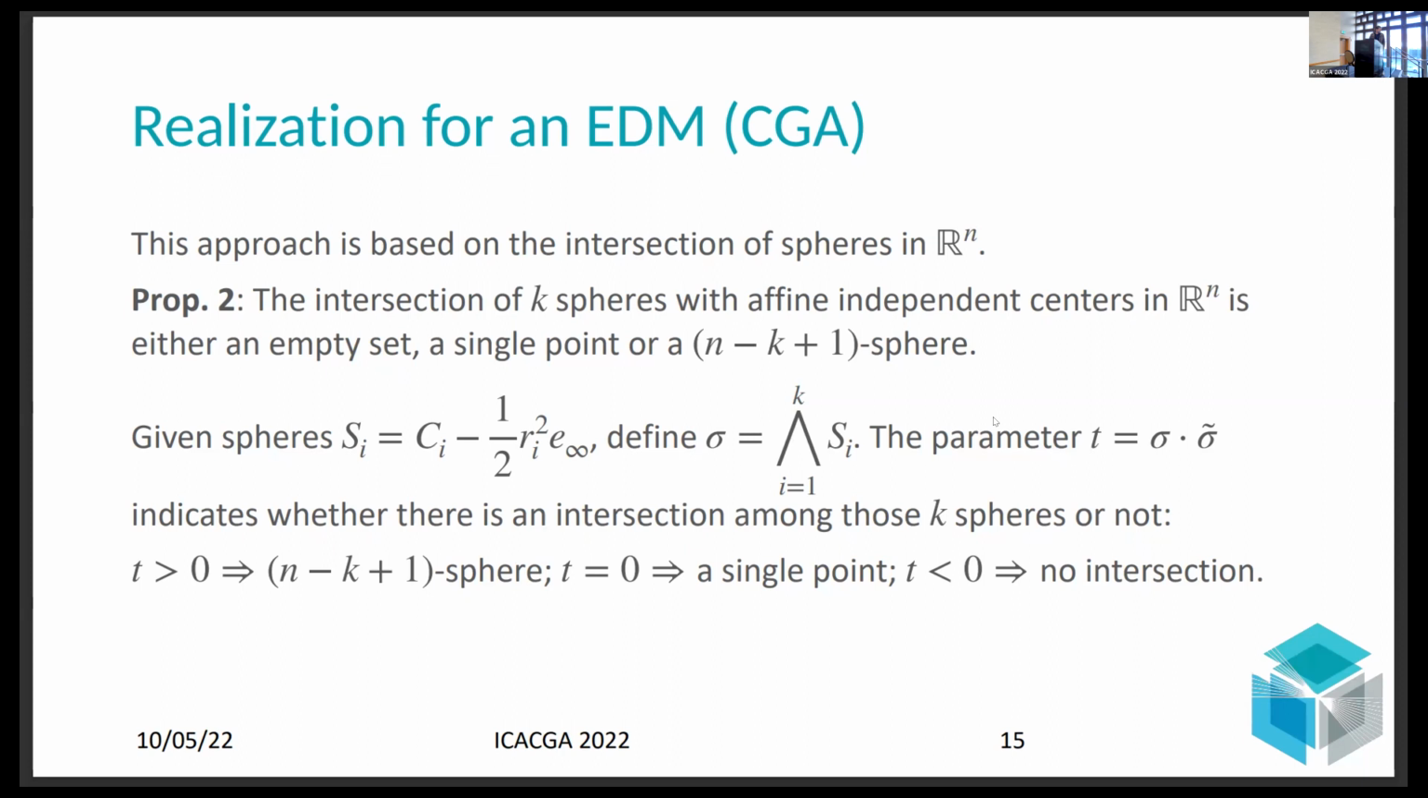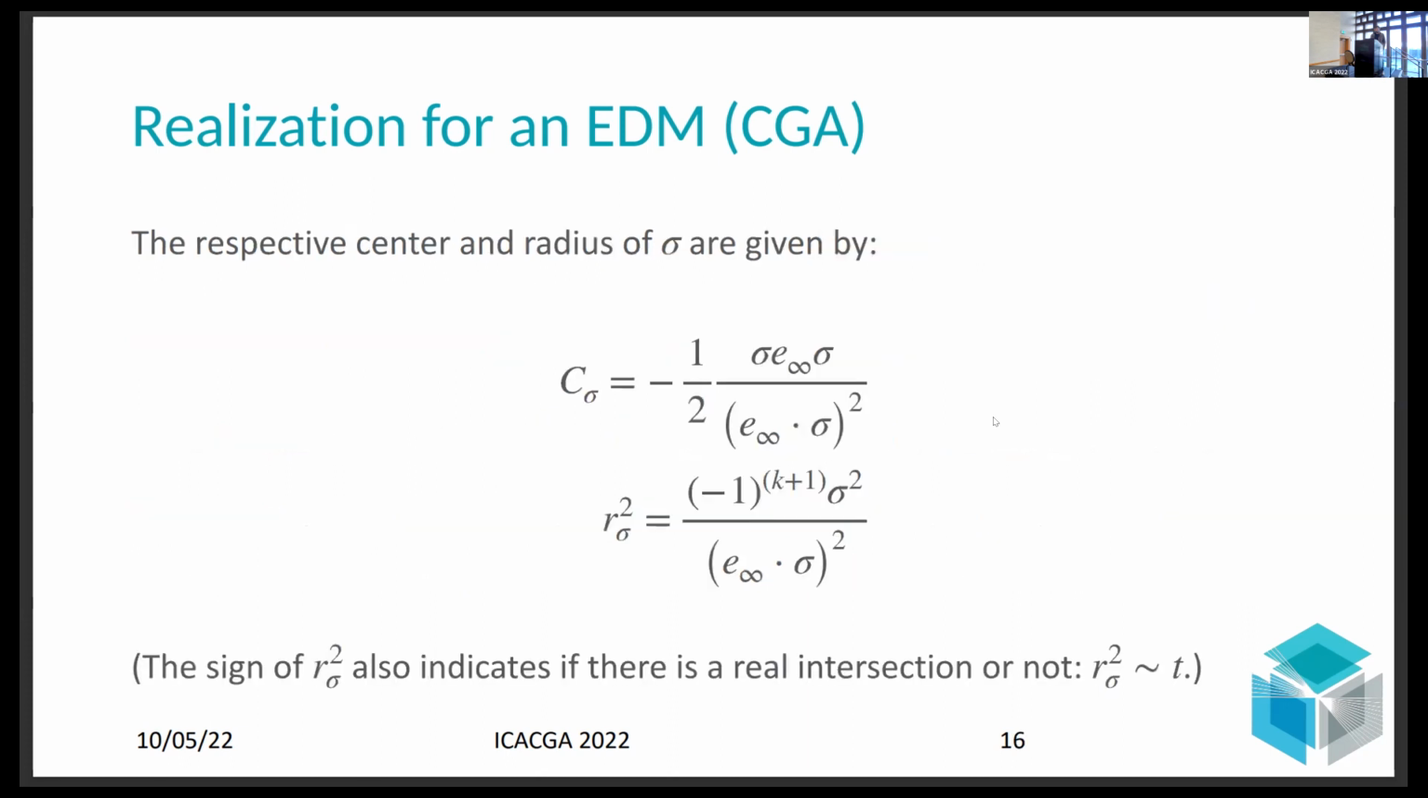We define the spheres in CGA like this vector Si, and we perform the intersection using the outer product. So we can see whether we have a real intersection or not with this parameter t. Otherwise, you can simply compute the center and radius of the rounding objects. These are well-known formulas. And we look at the sign of the squared radius. If it's negative, we don't have a real intersection.